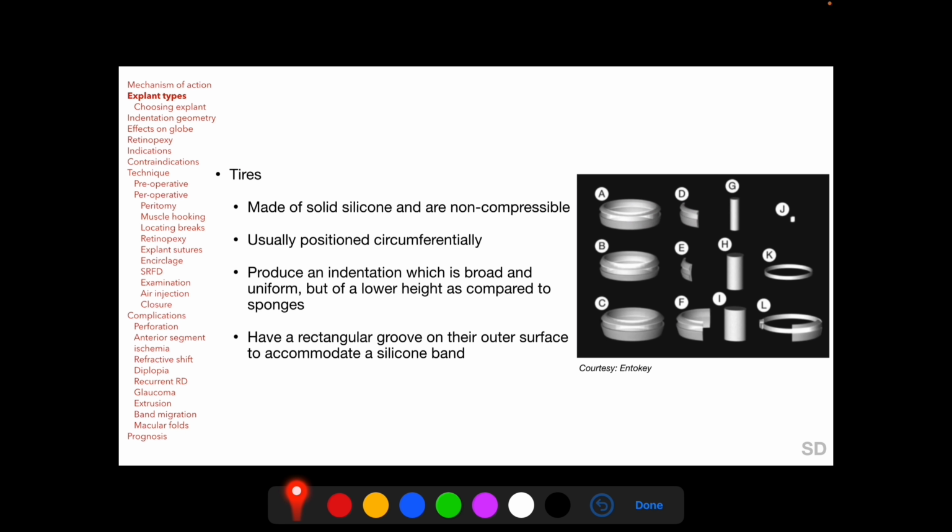Tires, as represented by these items in this diagram, are made of solid silicone and are non-compressible. They are usually positioned circumferentially around the eye, and they produce an indentation which is broad and uniform but of a lower height as compared to the indentation produced by sponges. Tires have a rectangular groove on their outer surface to accommodate a silicone band if required.